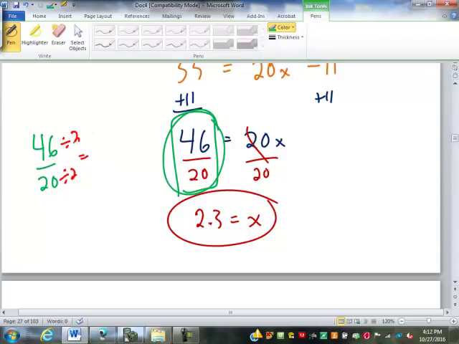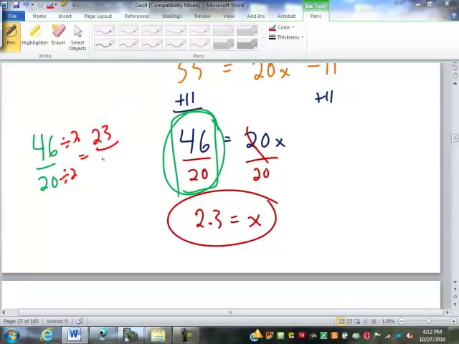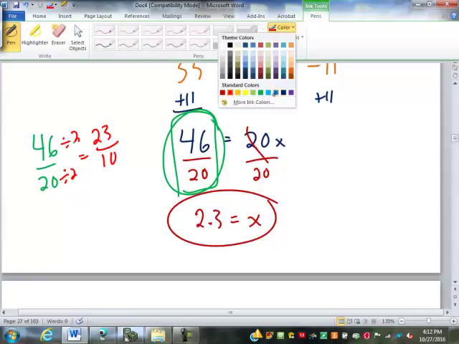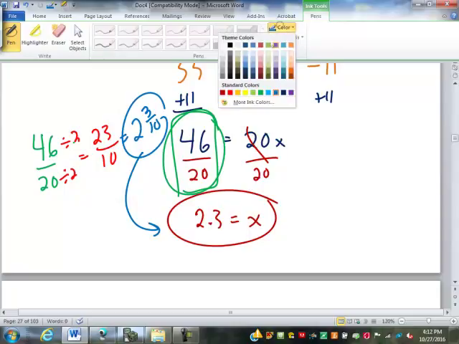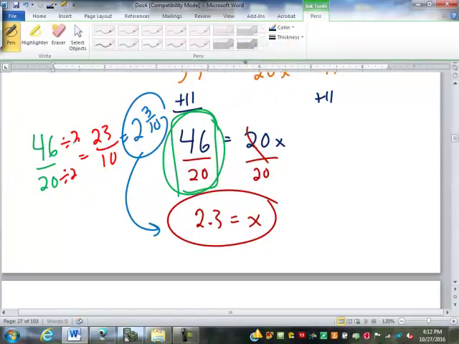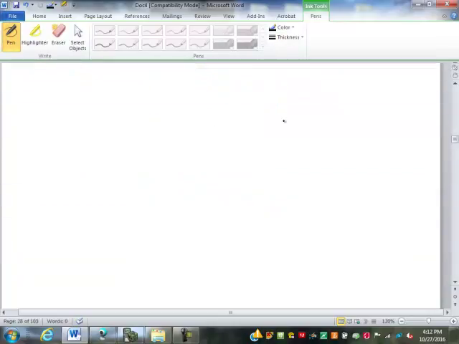46 divided by 2 is 23. 20 divided by 2 is 10. Well, 10 goes into 23 twice, with how much left over? 3 tenths. So 2 and 3 tenths, or 2.3 is also 2 and 3 tenths. But I can have the answer in either form. Any questions? Okay. Well, I'm going to have you guys try one of those.